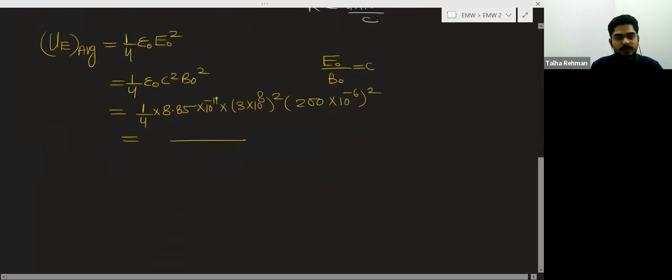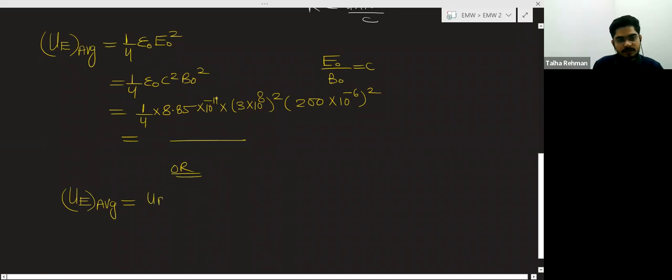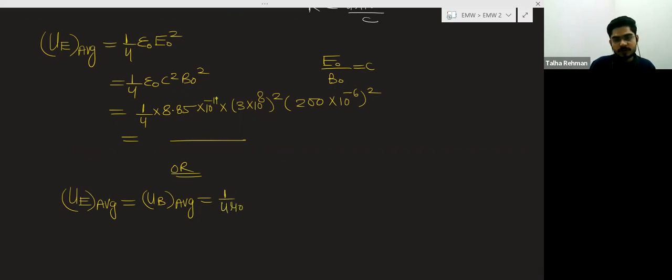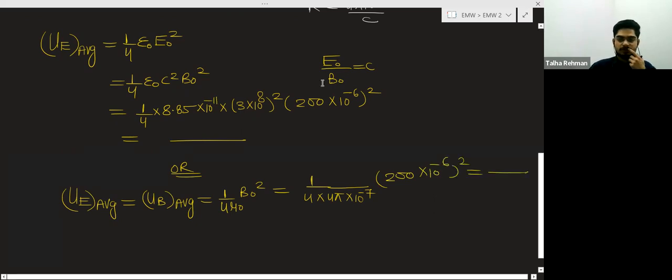And there is one other way to calculate this question. This value and this value are equal, and this is also given by 1 by 4 of B naught square upon mu naught. So 1 upon 4 mu naught is given by 4 pi into 10 to the power minus 7, and B naught is given by 200 micro Tesla, 10 to the power minus 6 square. Same answer you will get here also.